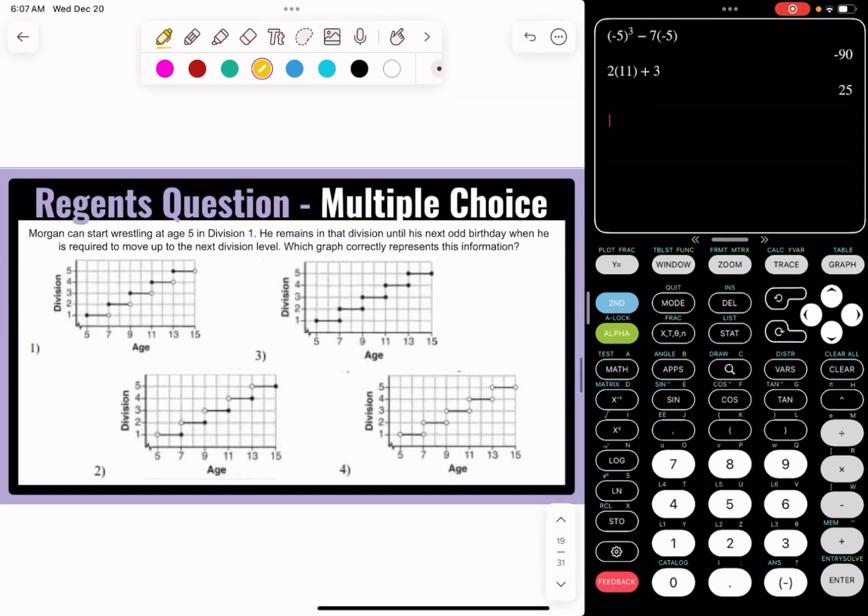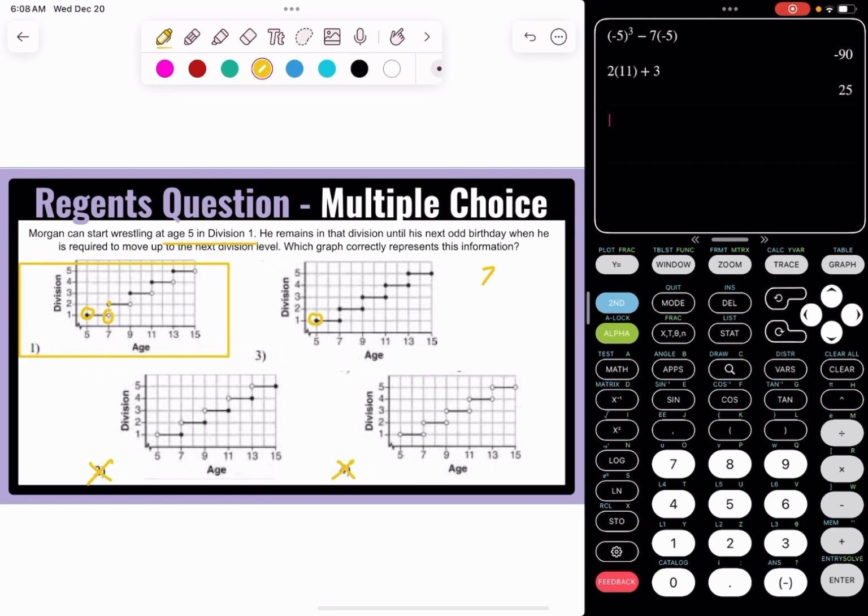Multiple choice. Morgan can start wrestling at age 5 in Division 1. So at age 5, she is definitely Division 1, which means at 5 we want to have a closed circle at 1. So not number 2 and not number 4. Then he remains in that division until his next odd birthday. So at 7, he's going to go to his next division. So at 7, he's no longer going to be in this division, but now he's definitely going to be in the next division, which is answer choice 1.